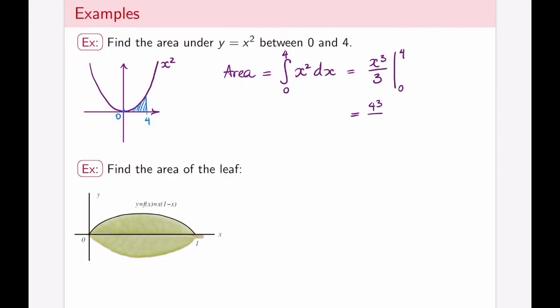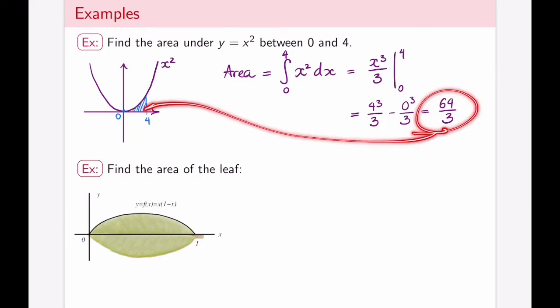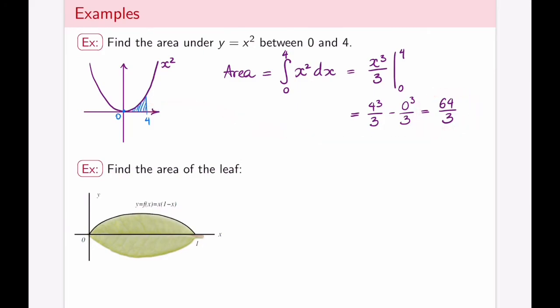4 cubed over 3 minus 0 cubed over 3. So altogether we'll get 4 cubed over 3, or 64 over 3. That's it. That's the entire area right here. Isn't this way better than the Riemann summations?